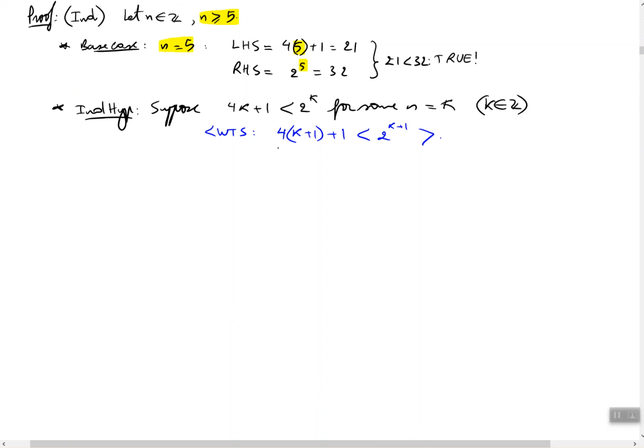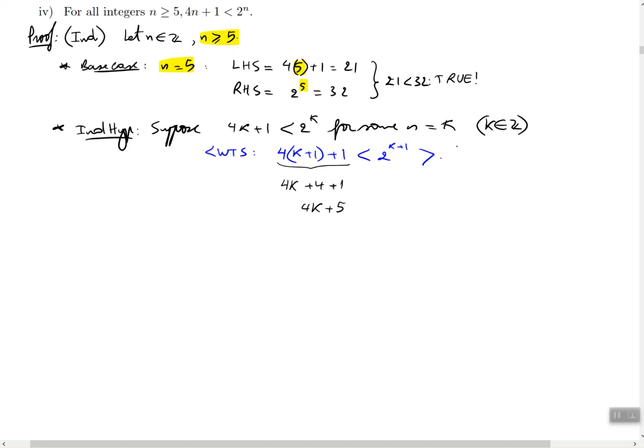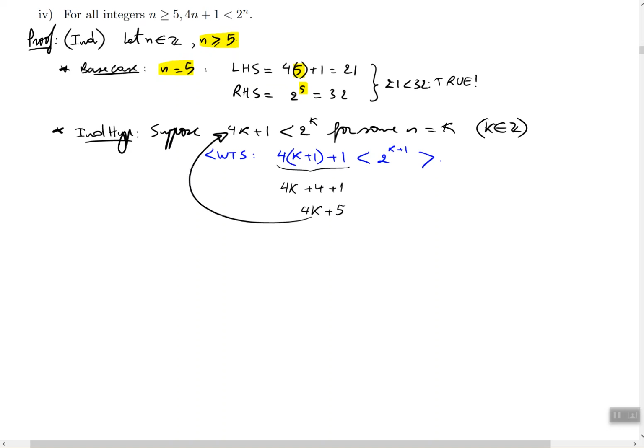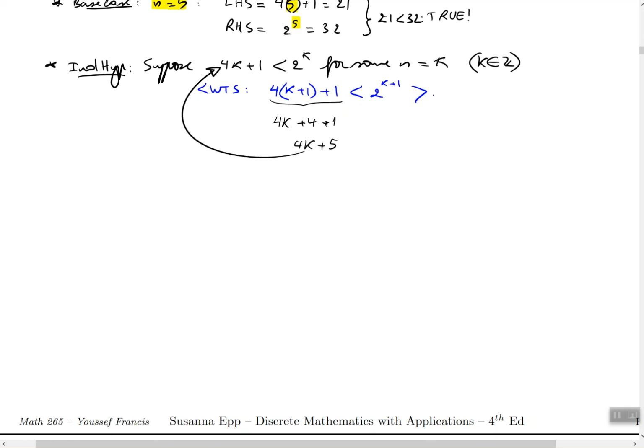So again, I'm going to be thinking about this right here, kind of like breaking it down mentally real quick. So it's technically 4k plus 4 plus 1. And so that's really going to be 4k plus 5. So it kind of looks like what I started with, but with a 5 instead of a 1. So that's something to keep in mind eventually. So here we go. I'm going to begin my proof.